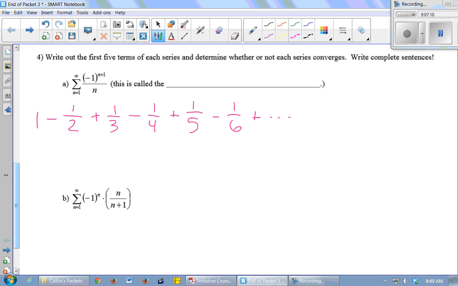So when the signs weren't alternating, what was this series called? The harmonic series. And now the signs are alternating, so we call it the alternating harmonic series. So what do you think? Do we have convergence?